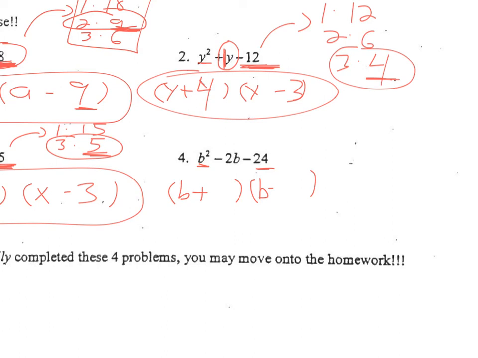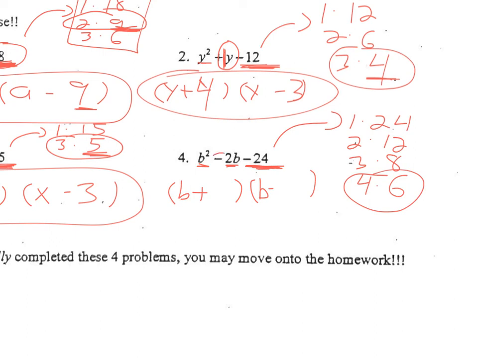For 4, again, I get my factors of 24, which I have a little bit more of. I have 1 times 24, 2 times 12, 3 times 8, and 4 times 6. The more factors you have, the more thinking involved. All right, so since this last one's a negative, we're asking ourselves which of these pairs of factors subtract to give us 2. Well, 4 and 6 do. And since this first sign's a negative, the bigger number out of 4 and 6, which is 6, is going to go with the negative. So we're going to have b plus 4 times b minus 6.